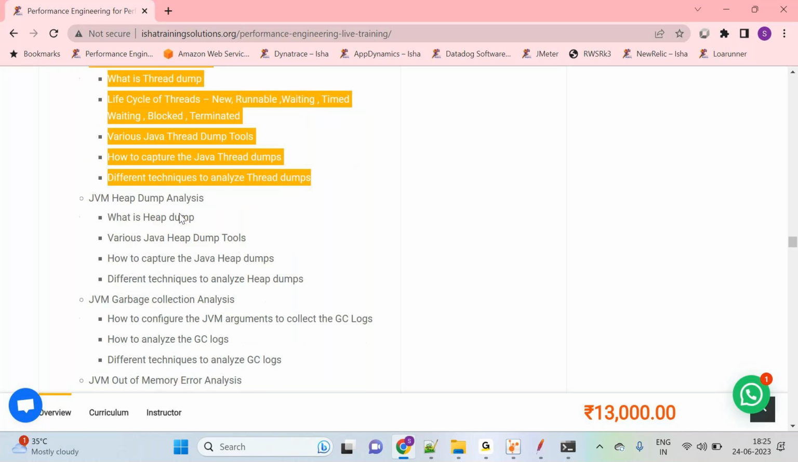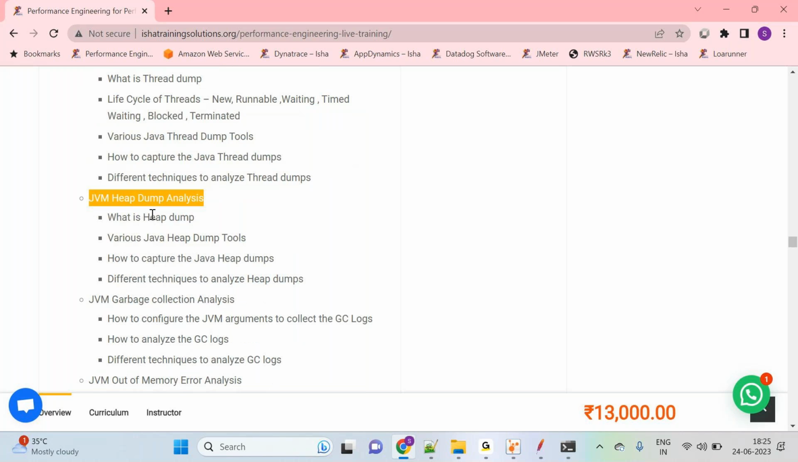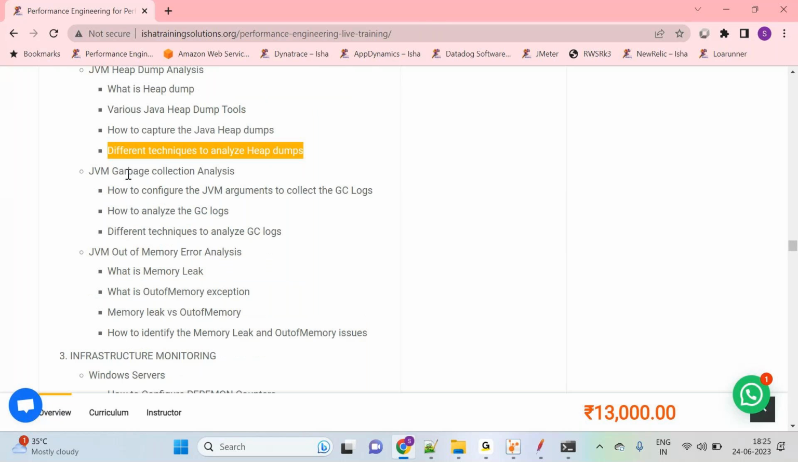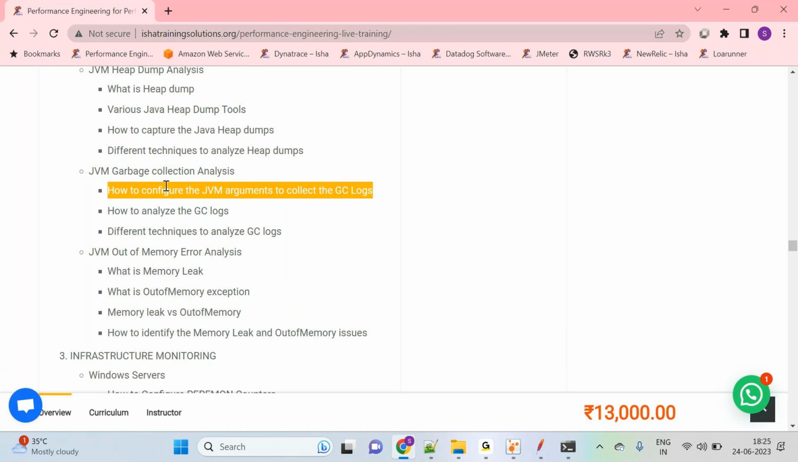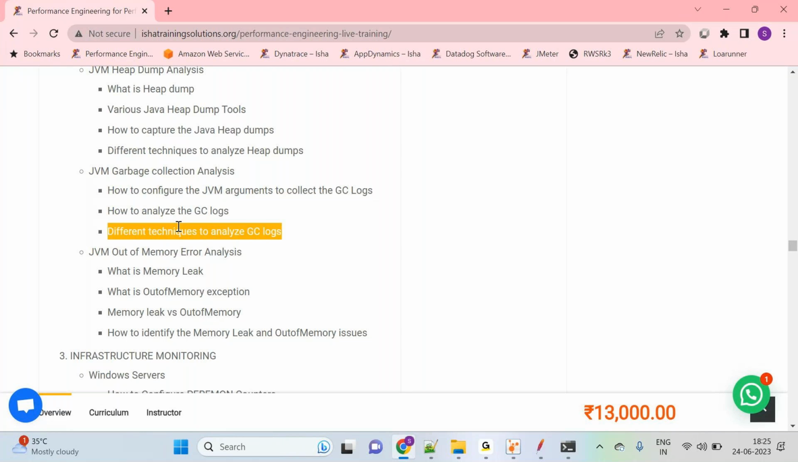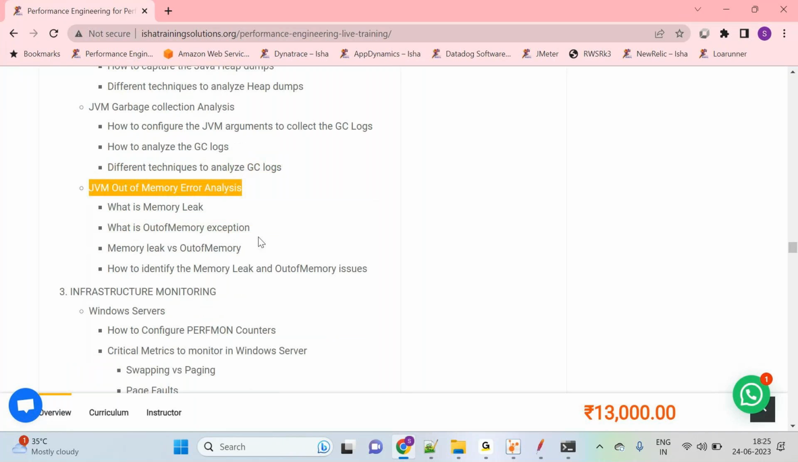Similarly, for heap dump we are going to talk about what is a heap dump, how to take it, how to capture it. Similarly, garbage collection: what JVM arguments you are going to add, how to analyze it, and what techniques are there. And fundamental understanding about out of memory and memory leak, that also we are going to learn, guys.